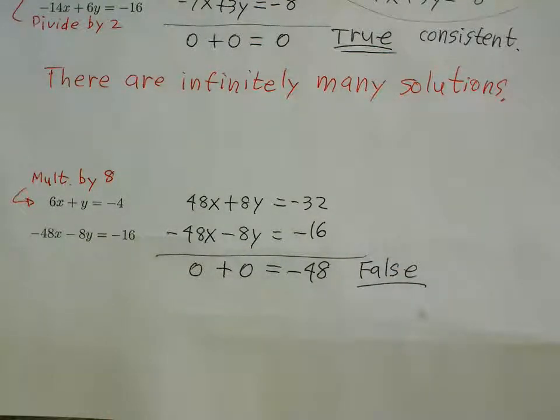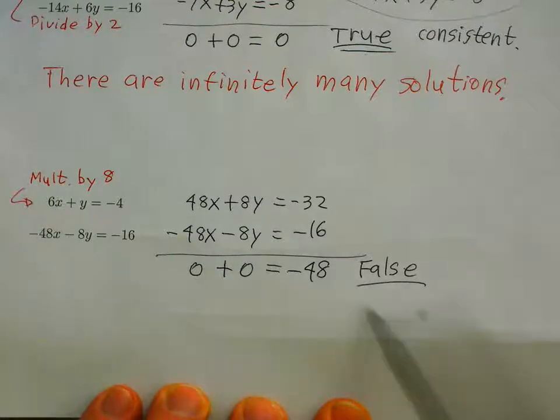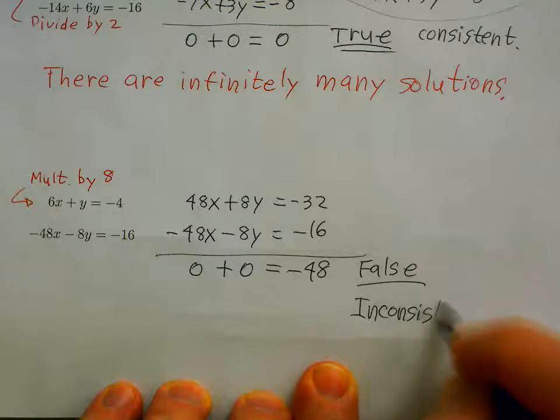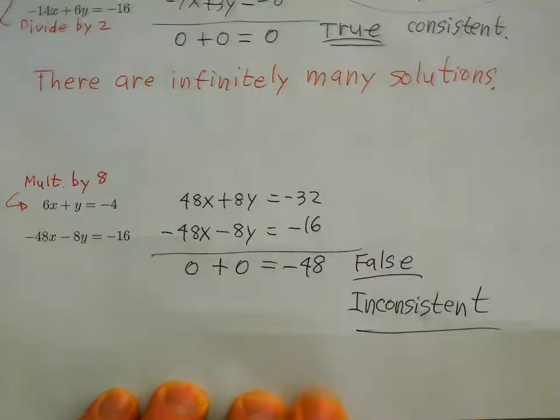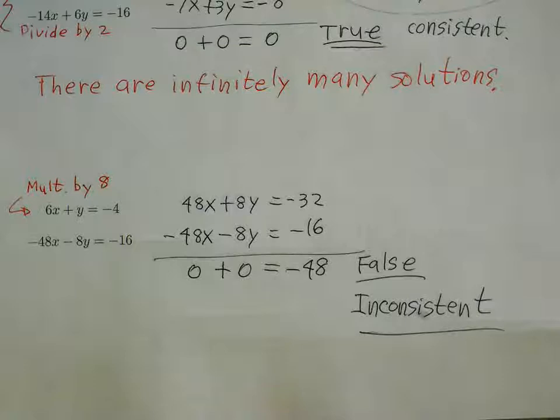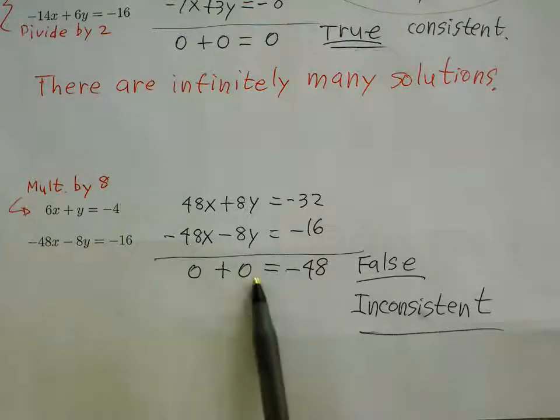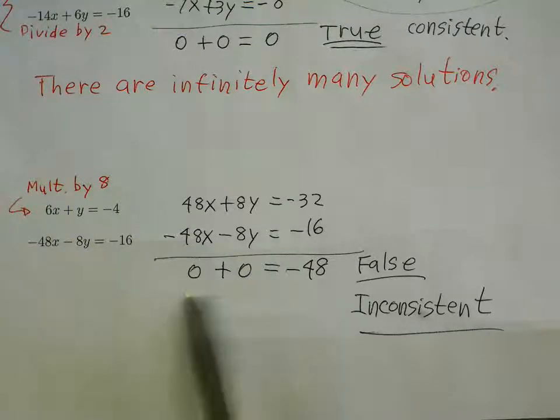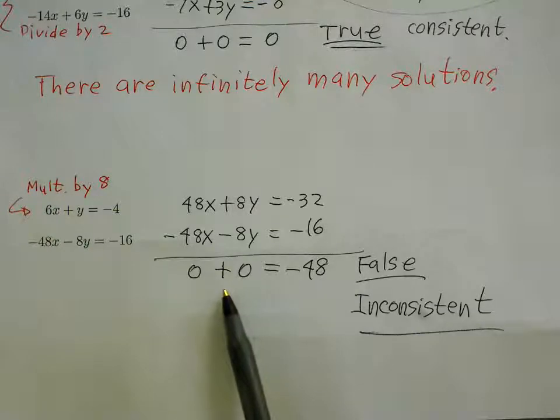So in arithmetic, a word that you could use to describe this equation is inconsistent because it's false. This is false. So what does that tell us about the two lines? We set out to eliminate one of the variables, but in the process, the other variable was also eliminated, and the resulting equation is clearly false.